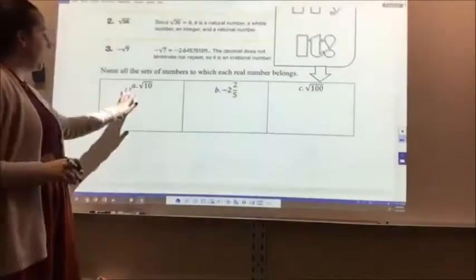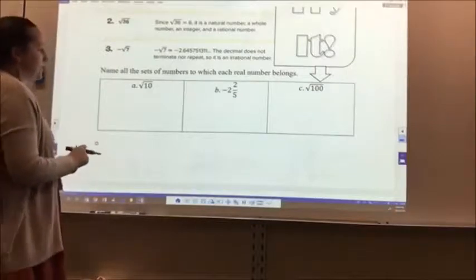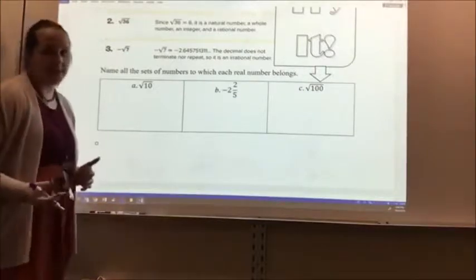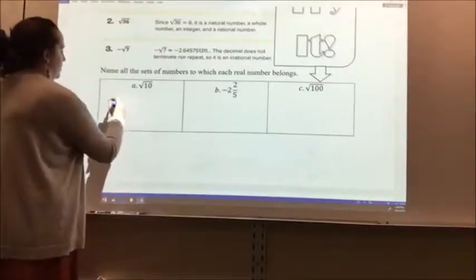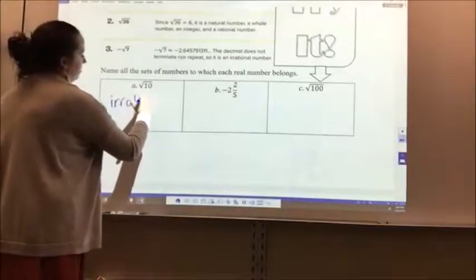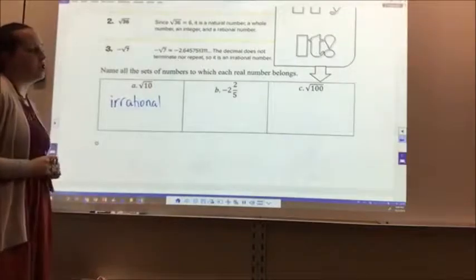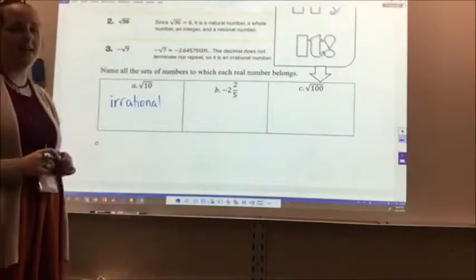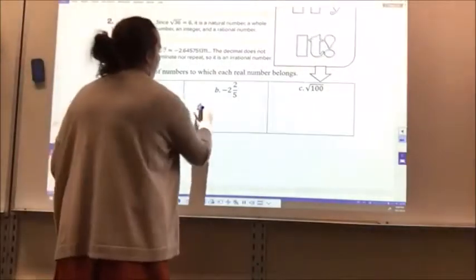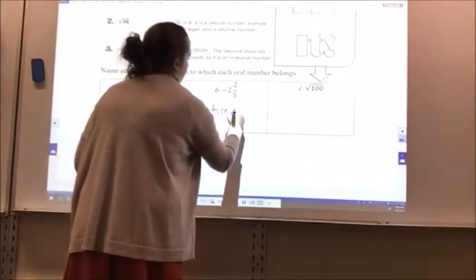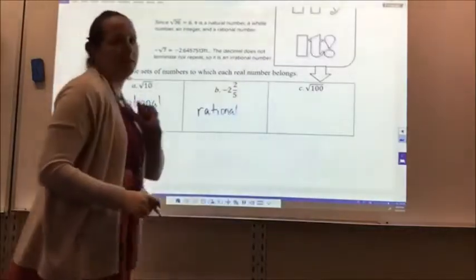All right, for letter A, I have the square root of 10. Square root of 10 is not a perfect square, so therefore this is going to be irrational. For letter B, negative 2 and 2/5, this cannot be simplified into a whole number, so therefore it is a rational number because it's still a fraction, all right?